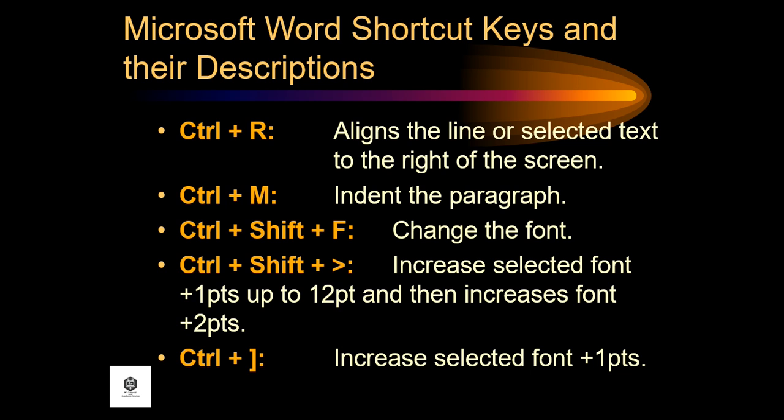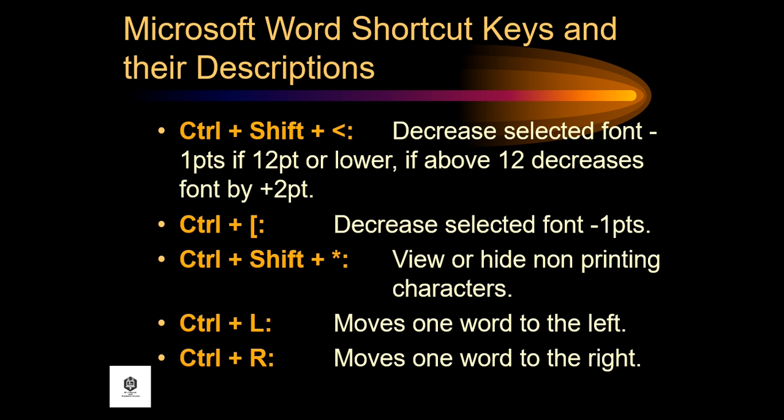Ctrl Shift greater than symbol, increase selected font 1 point up to 12 points and then increases font by 2 points. Ctrl close bracket, increase selected font 1 point. Ctrl Shift less than symbol, decrease selected font 1 point if 12 points or lower, if above 12 decreases font by 2 points. Ctrl open bracket, decrease selected font 1 point.